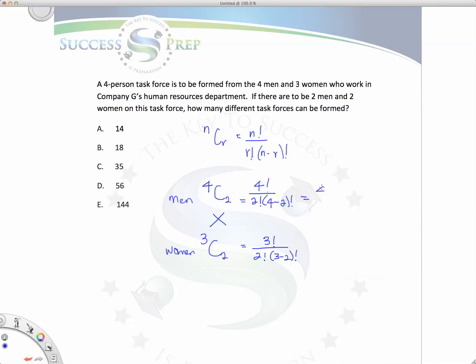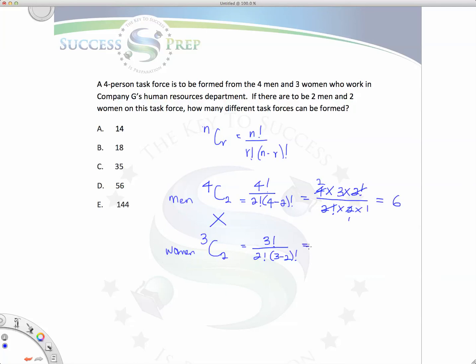What you would have is 4 times 3 times, in this case, 2 factorial, because I know that on the bottom I'm going to have 2 factorial times, in this case 4 minus 2, which is 2 factorial, which is 2 times 1. This 2 factorial cancels out this one. 2 goes into 2 once, and 2 goes into 4 two times. So 2 times 3 gives you 6 on the top.